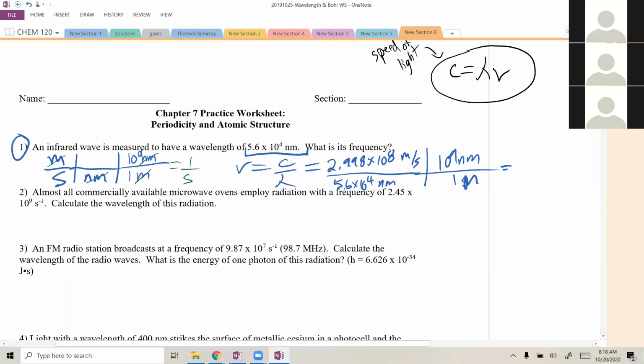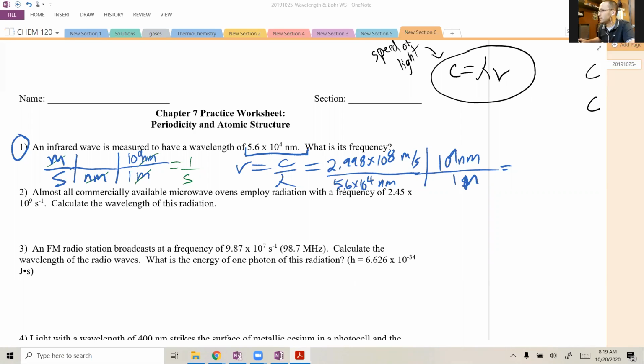So what do you guys think? What should our frequency be? Ten to the... is that 10 to 17? Is it 5.4 times 10 to the 12th? So it is 5.4 times 10 to the 12th. And then what's your unit for that?